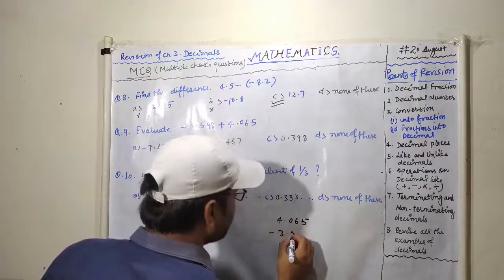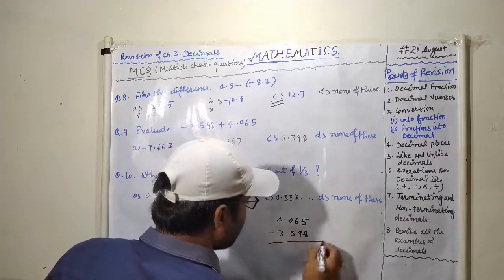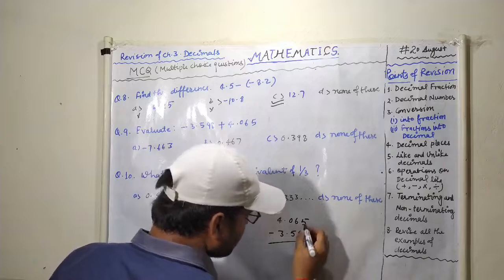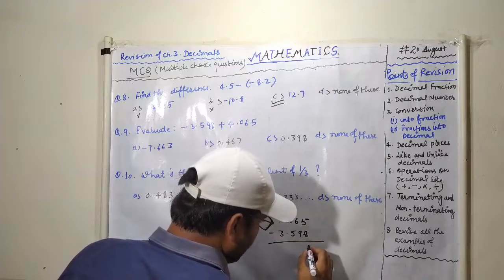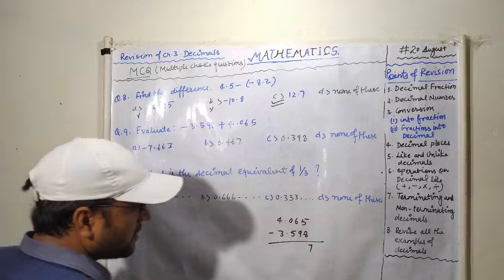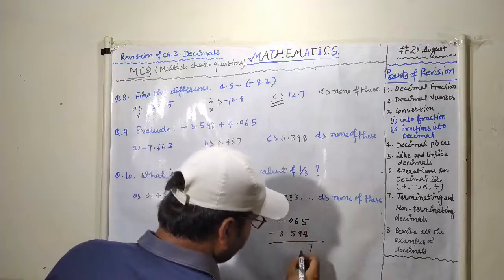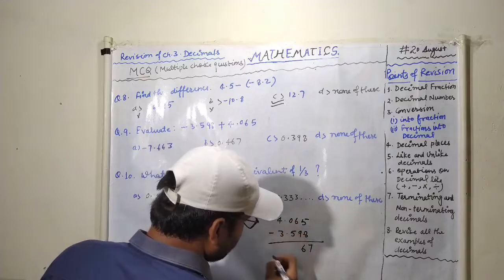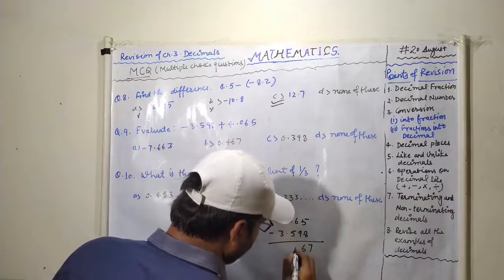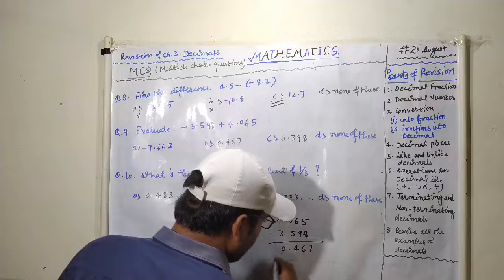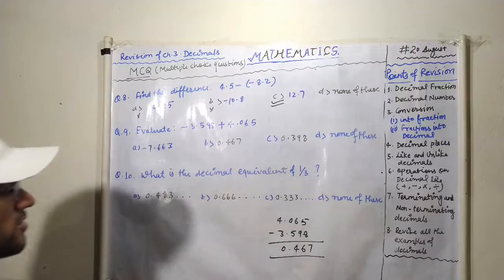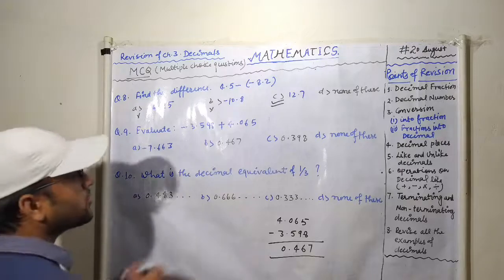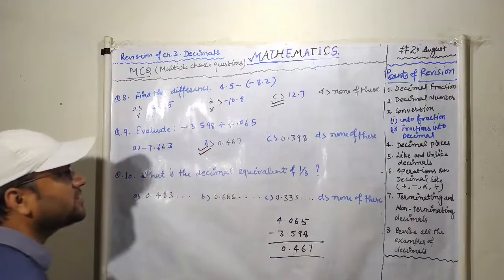4.065 minus 3.598. Subtract this one. 15 minus 8, what will you get? 15 minus 8, you will get 7. 15 minus 9, you will get 6. 10 minus 9, minus 5, 4. So your answer is 0.467. Which option is going to be correct in this one? Option B.